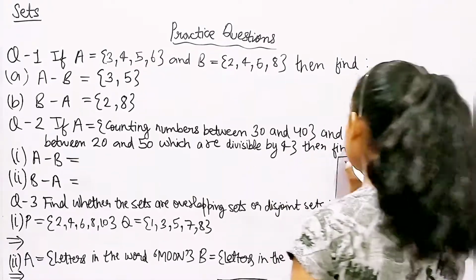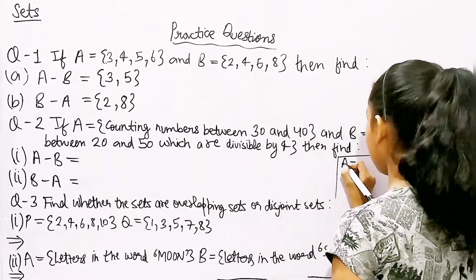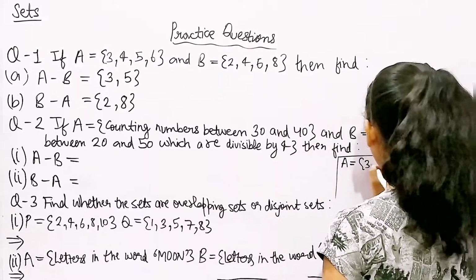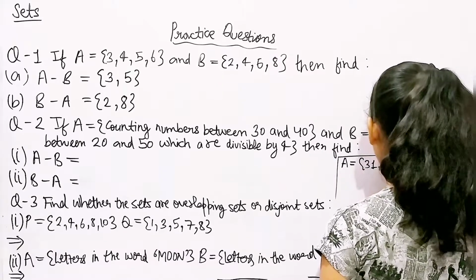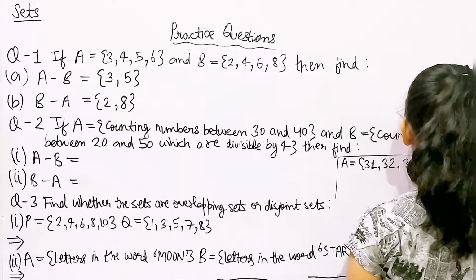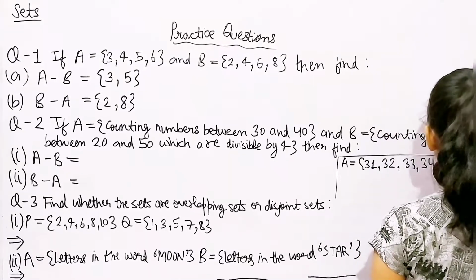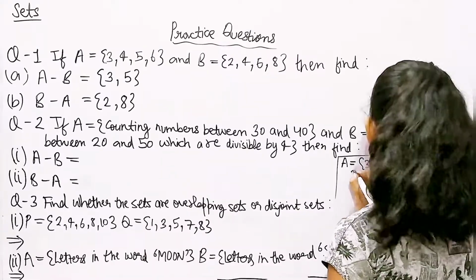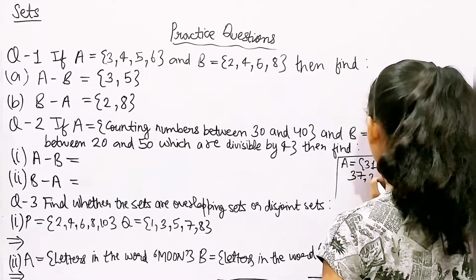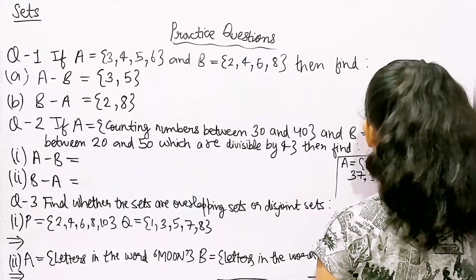Okay, so set A is equal to the elements. It's saying the counting numbers between 30 and 40. So it's going to be 31, 32, 33, 34, 35, 36, 37, 38, 39, and 40.